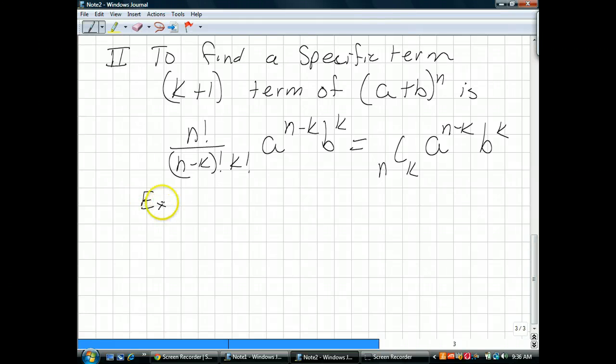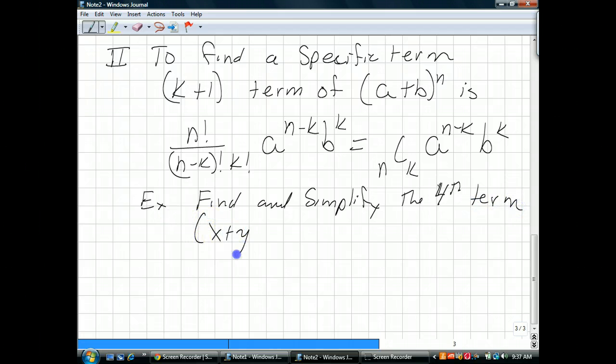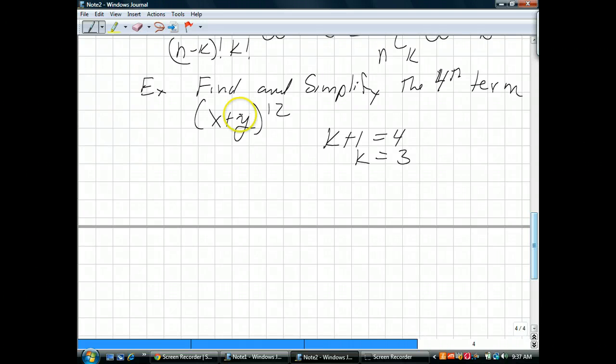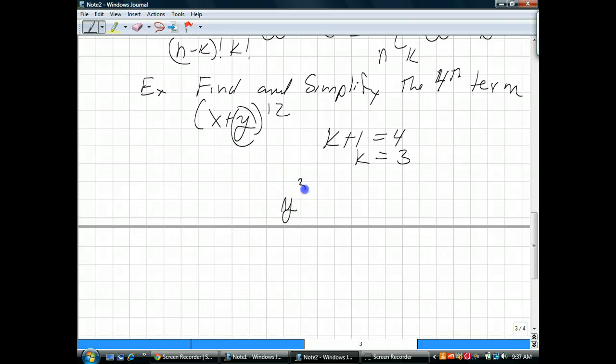So example, I want to find and simplify the fourth term of the expansion of x plus y to the 12th. Okay? So k plus 1 equals 4. I want the fourth term. So the fourth term, then k is going to equal 3. So the power on the second term, or the y term, is going to be 3. So it's going to be y to the 3.